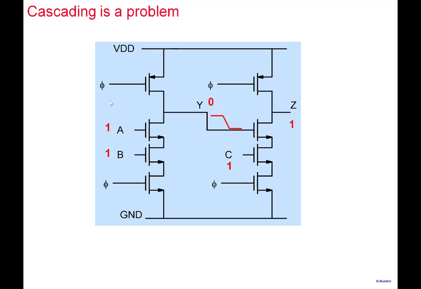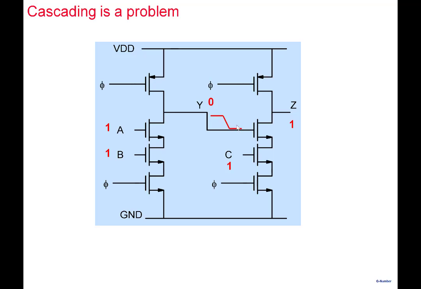Note that initially, when phi is 0, this node will pre-charge, and so initially it is 1. And then when you go to phi equal to 1, this node has to discharge, right? Because its normal value is supposed to be 0. So initially it is 1, and then it goes to 0. It will take some time to go to 0.